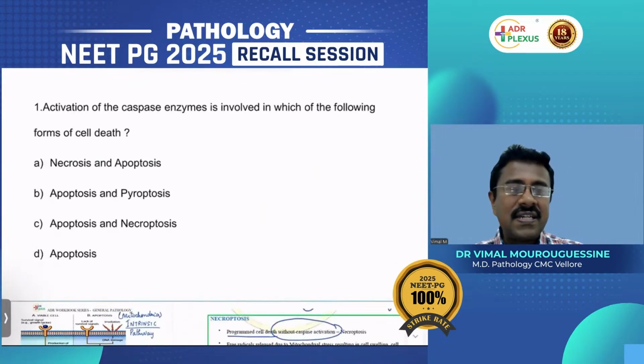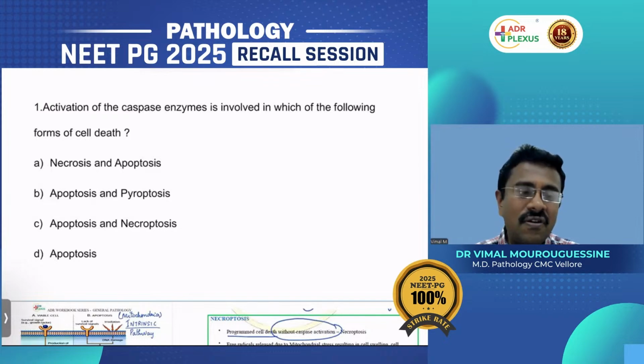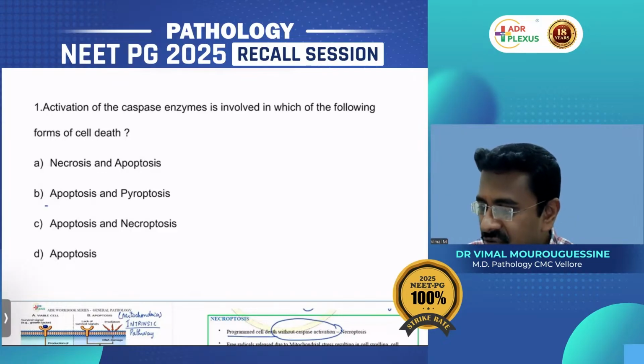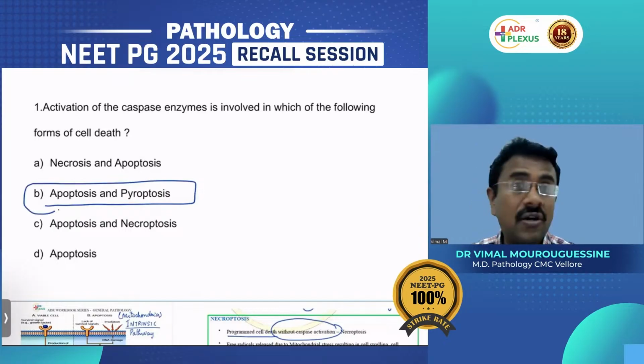The first question is: the activation of the caspase enzyme is involved in which of the following forms of cell death? As we used to say in our class, caspase plays a major role in apoptosis. At first instance, apoptosis is there, but the same point you have to remember is that it also plays a major role in pyroptosis.